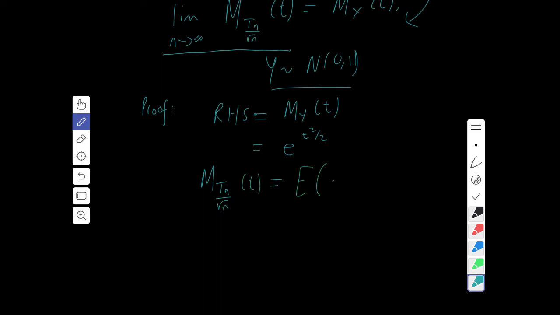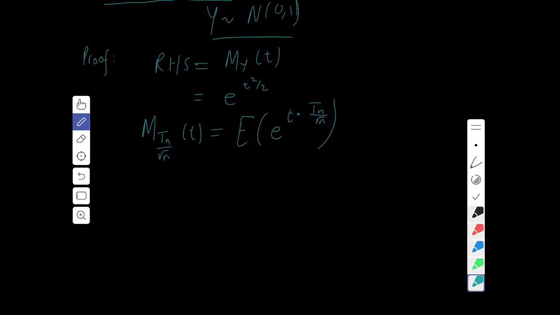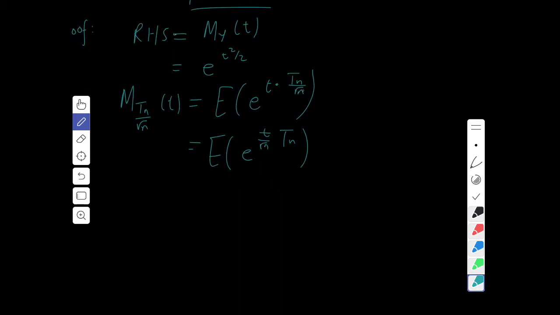That's the expectation, using the definition of moment generating functions, of e to the t times Tn over root n. Now it's going to be a bit weird because we've got this small t and this big T, but just remember that the big T is the random variable, which is that sum that we defined earlier, and the small t is just the argument for the moment generating function. So this is equivalent to E of e to the t over root n times Tn. I've just moved this square root of n over, and it's a product, so you can do that.